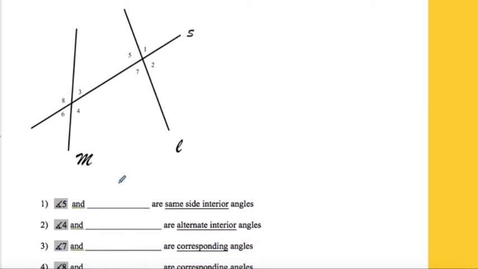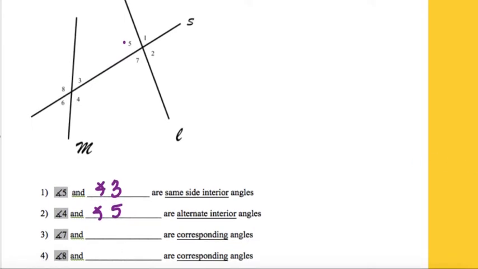Angle 5 would have a same side interior angle of what? Hopefully you're saying that 5 on the same side of the transversal, in this case S, so angle 5 and angle 3 are same side interior angles. All right, what about alternate interior angles? Remember, alternate interior angles are on opposite sides of the transversal and on the interior of the two lines, between M and L. So angle 4, its alternate interior angle would be angle 5.